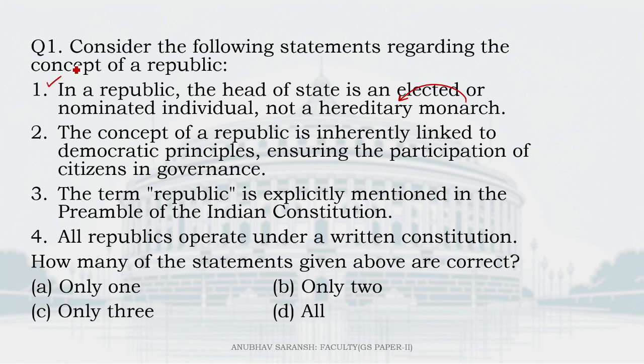So one is correct. Number two, the concept of a republic is inherently linked to democratic principles, ensuring the participation of citizens in governance. Yes, of course. How? Because citizens elect their representatives, again directly or indirectly. Like in India, the citizens choose the legislators, and these legislators choose the president. So it's an indirect election, but yet an election. So 2 is also correct.